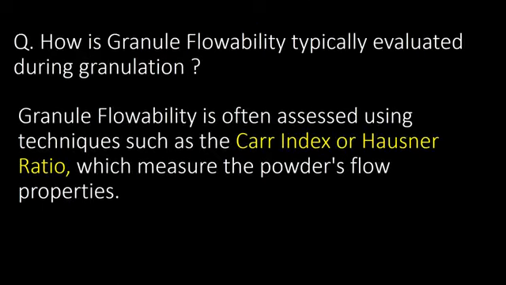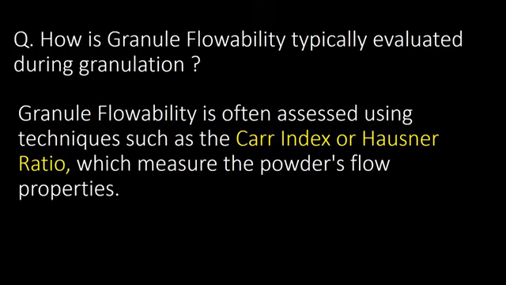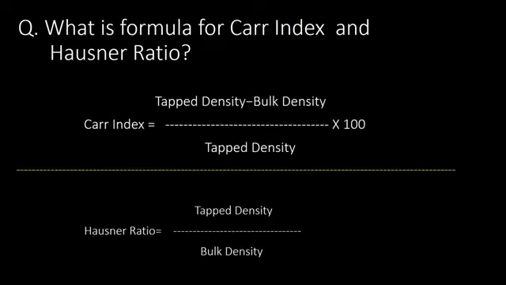How is granule flowability typically evaluated during granulation? Granule flowability is often assessed using techniques such as Carr index or Hausner ratio, which measure the powder's flow properties. What is the formula for Carr index and Hausner ratio? Carr index is equal to tap density minus bulk density divided by tap density into 100, whereas Hausner ratio is tap density divided by bulk density.